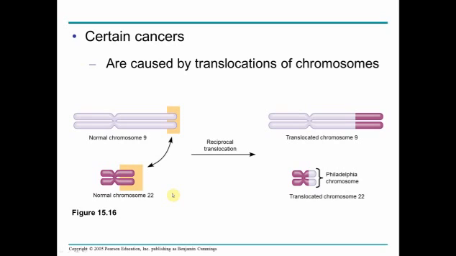We mentioned some cancers are associated with translocations. Here we have chromosome number 22. A portion of it gets added to chromosome 9. This has actually been identified as the Philadelphia chromosome. It's been investigated quite closely, where part of 9 gets translocated to 22 and vice versa.